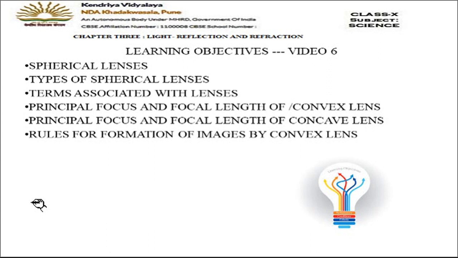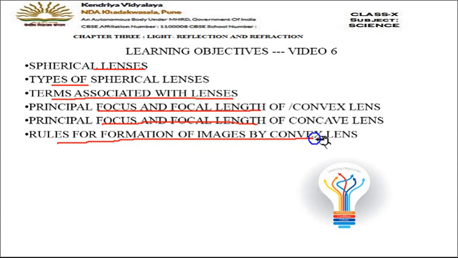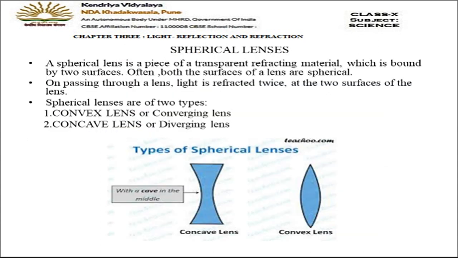Now, today we are starting with the new topic, that is spherical lenses. Then we'll see the different types of spherical lenses. Then we are going to discuss some terms which are associated with the lenses: principal focus and focal length of the convex lens, principal focus and focal length of the concave lens. And at last, we are going to study the rules for formation of images by the convex lens. So students, let's begin.